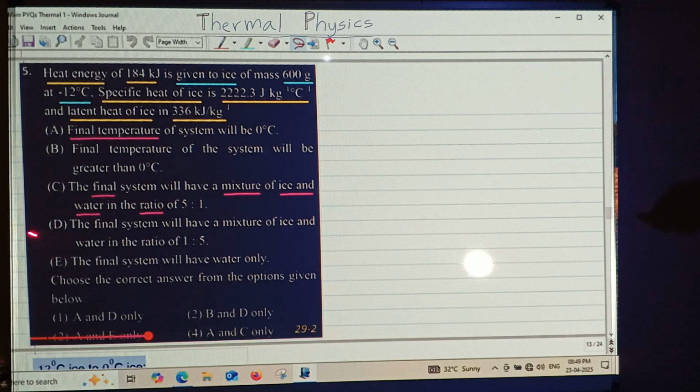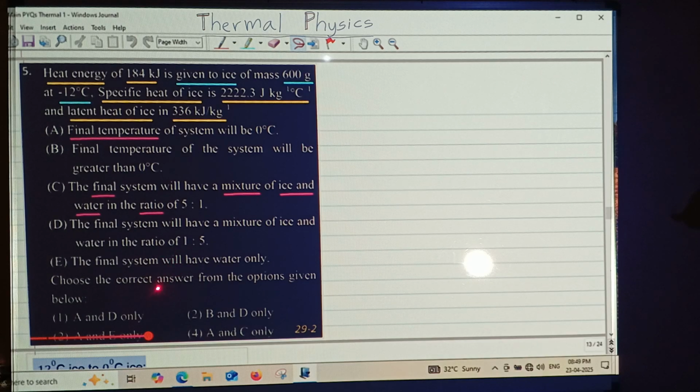Five statements are given. Statement A, final temperature of the system will be 0 degrees Celsius. Statement B, final temperature of the system will be greater than 0. Statement C, the final system will have a mixture of ice and water in the ratio 5:1. Statement D, the final system will have a mixture of ice and water in the ratio 1:5. Statement E, the final system will have water only.